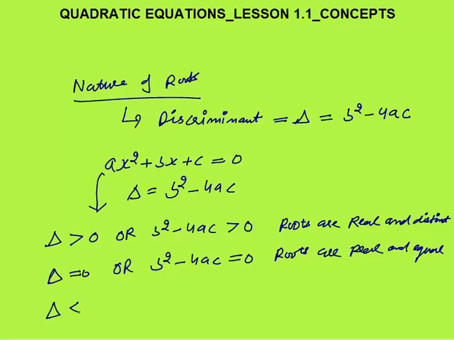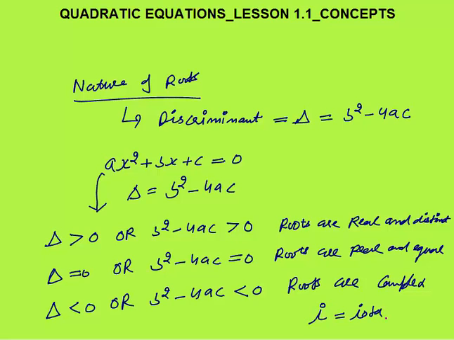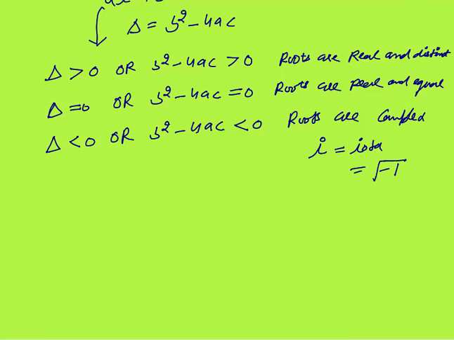If delta is less than 0, or you can say that b square minus 4ac comes less than 0, you can say that roots are complex. Complex roots means the roots which contain iota. Its value is equal to square root of minus 1, which is not in our syllabus, so we won't discuss complex roots. But square root of minus 1 is iota.